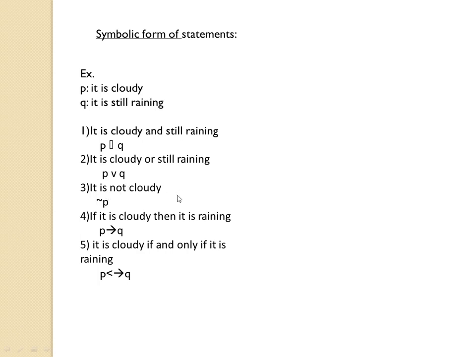It is not cloudy means negation of P. If it is cloudy, then it is raining. Its symbolic form is P implies Q. It is cloudy if and only if it is raining. Its symbolic form is P double implies Q.